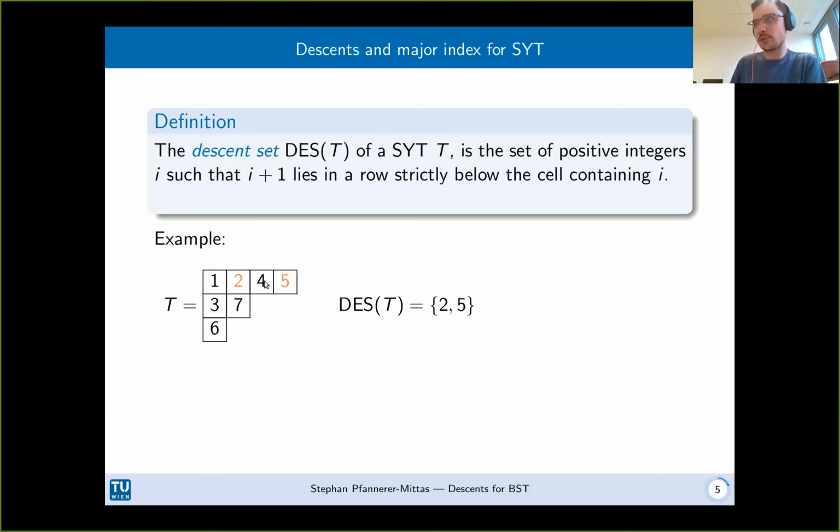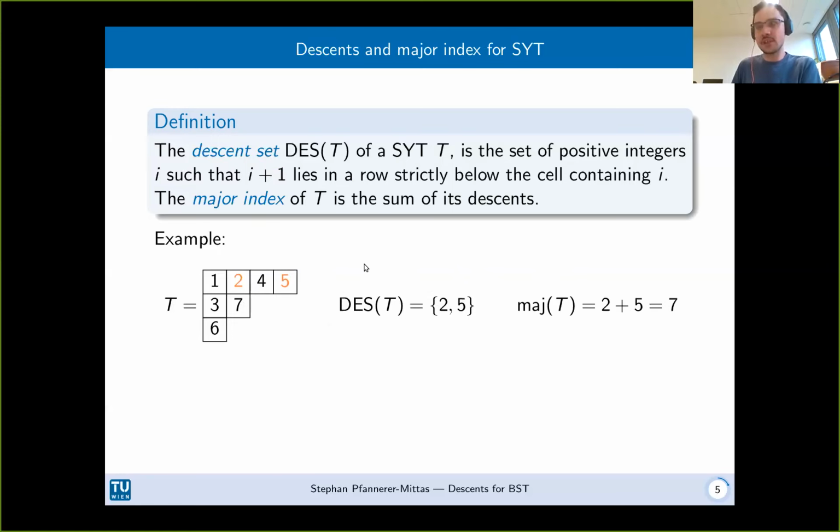3 is not a descent because 4 is above. 4 is not a descent because 5 is right next to it. 5 is a descent because 6 is here somewhere below, and 6 is not a descent because 7 is above. So here in this example, the descent set is 2 and 5. And also quite important for this talk is the so-called major index, which is the sum of the descents.